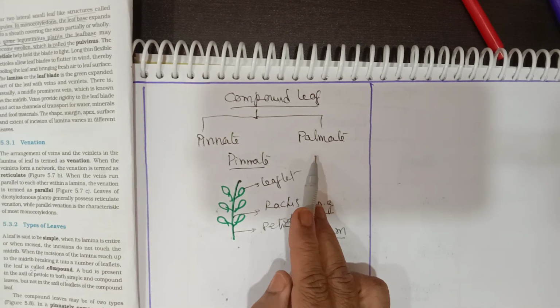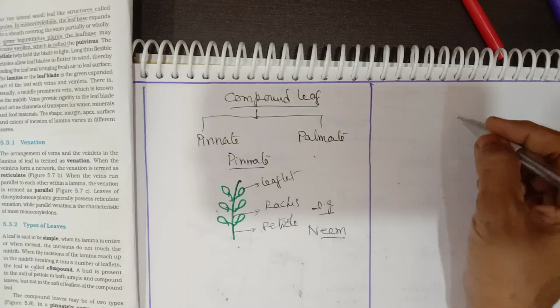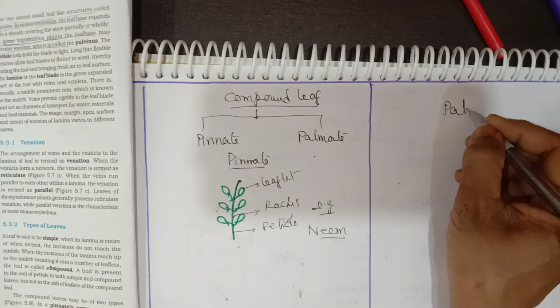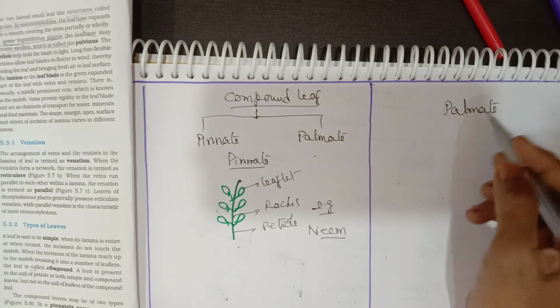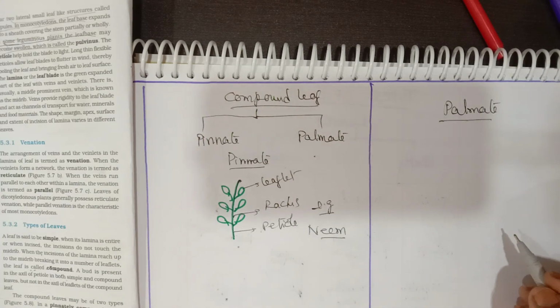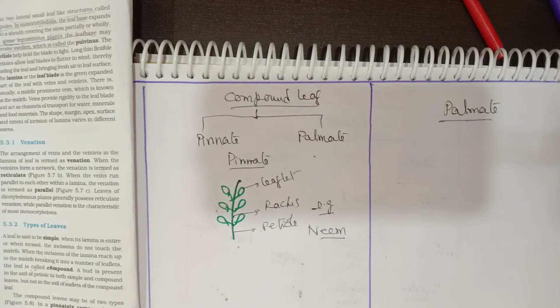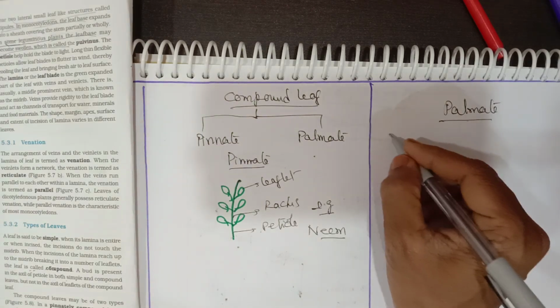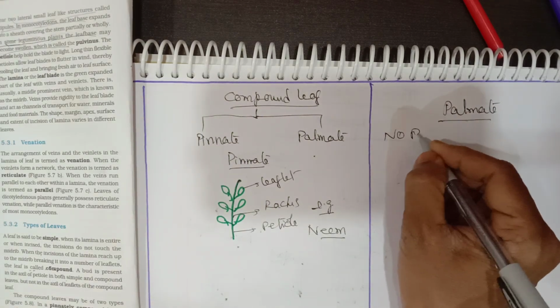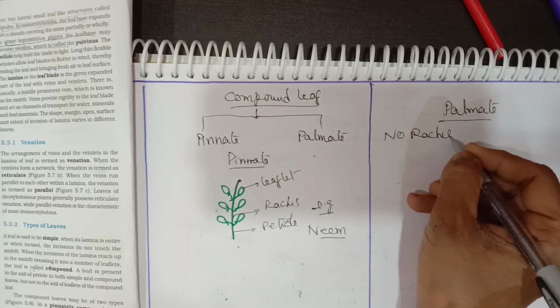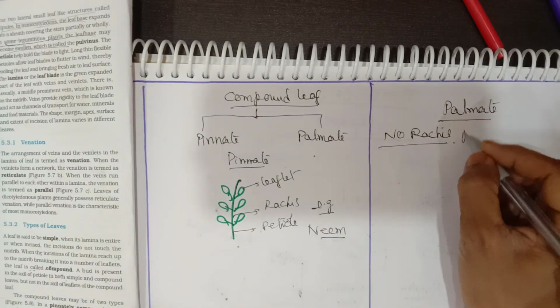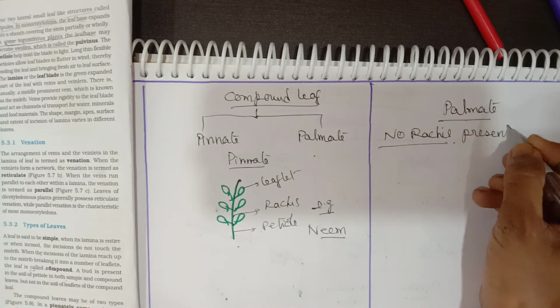Now palmate compound leaf. Palmate lobed leaf we already discussed. Palmate lobed leaf means when lobes are spread out like the fingers of a palm. That is called a palmately lobed leaf. So here, in a palmate compound leaf, the first important feature is there is no rachis present. That means the rachis is absent here.